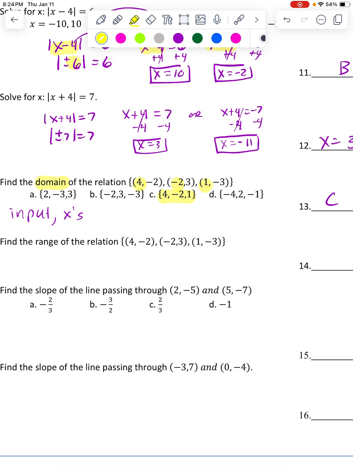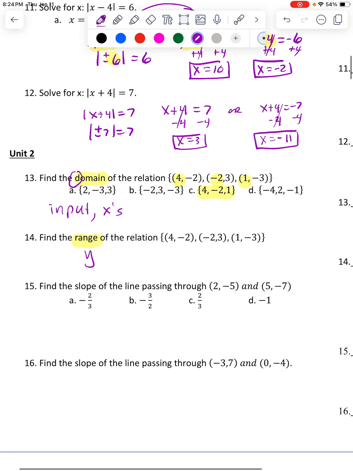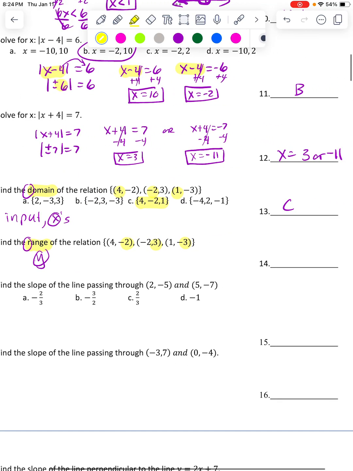Range is always going to be your y values. Domain and range, think of that alphabetically. D comes before R, and then X comes before Y. And then that is just asking me to look at the y values. Will I get negative 2, positive 3, or negative 3? It doesn't really matter what order they're written in, but it would be negative 2, positive 3, negative 3 are like the y values that I have.